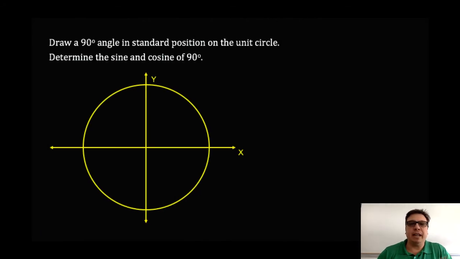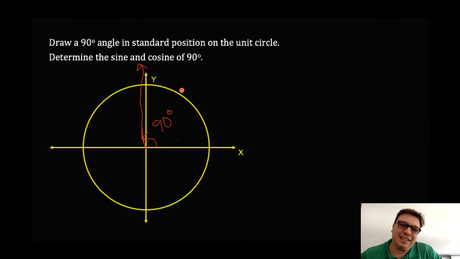Draw a 90-degree angle in standard position. Okay, so then that means it's going to be, well, it's tough to draw it perfectly. You get the idea. All right, so that's a 90-degree angle. It's supposed to be on the positive y-axis. So now that's my 90-degree angle.